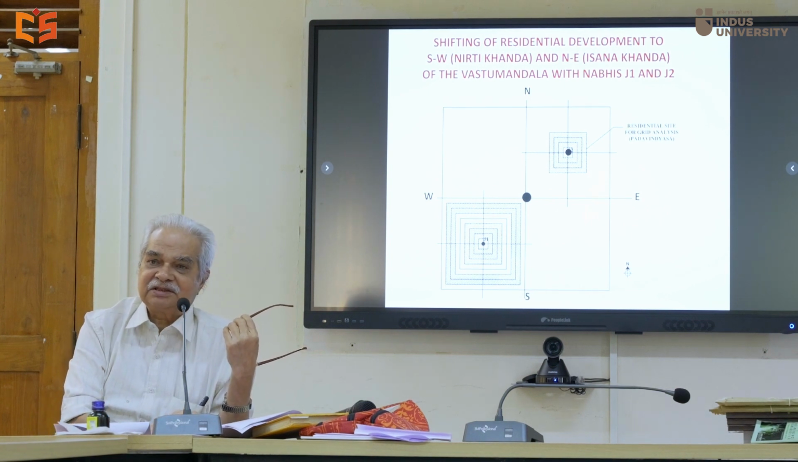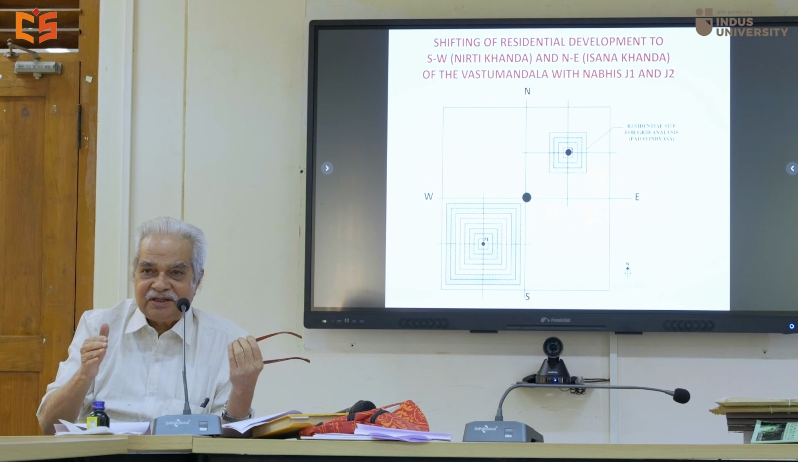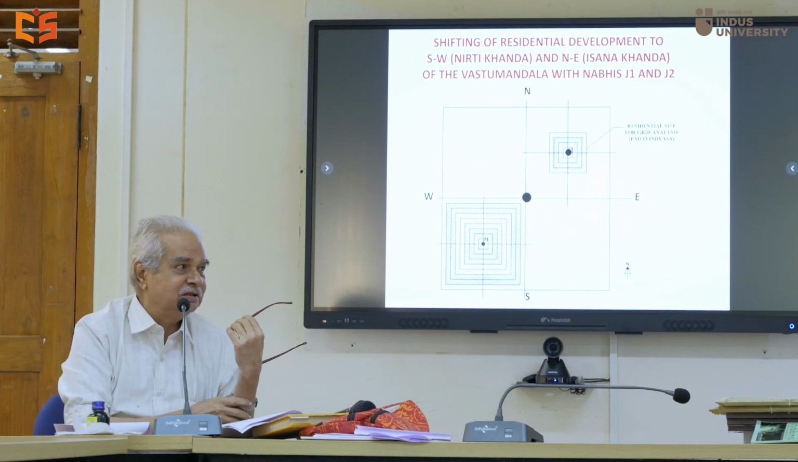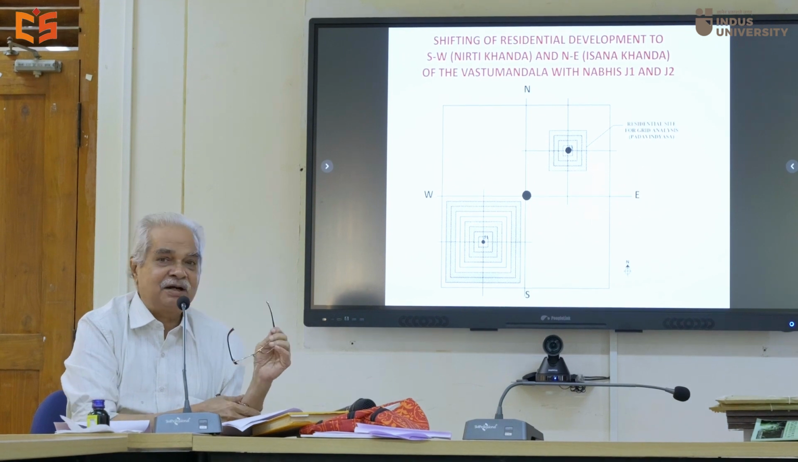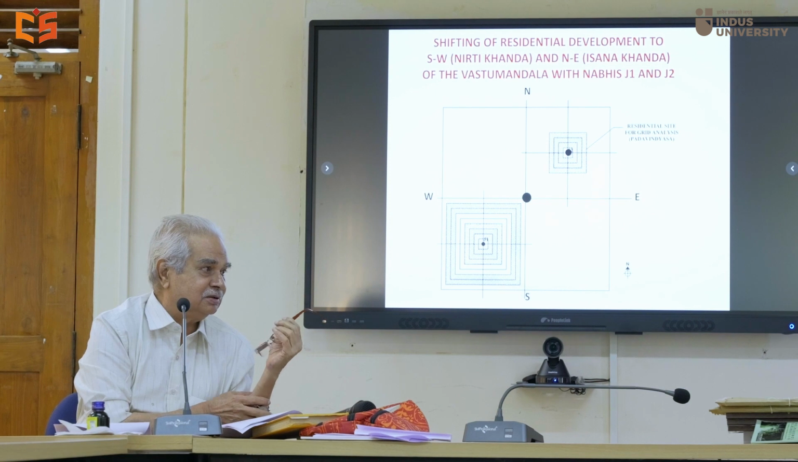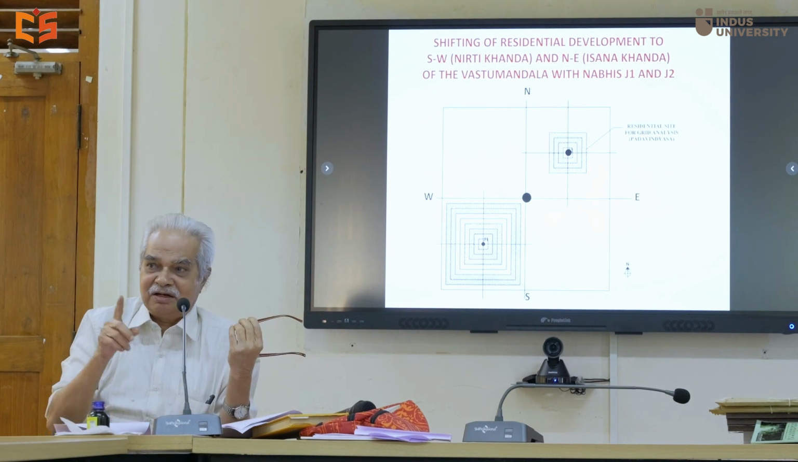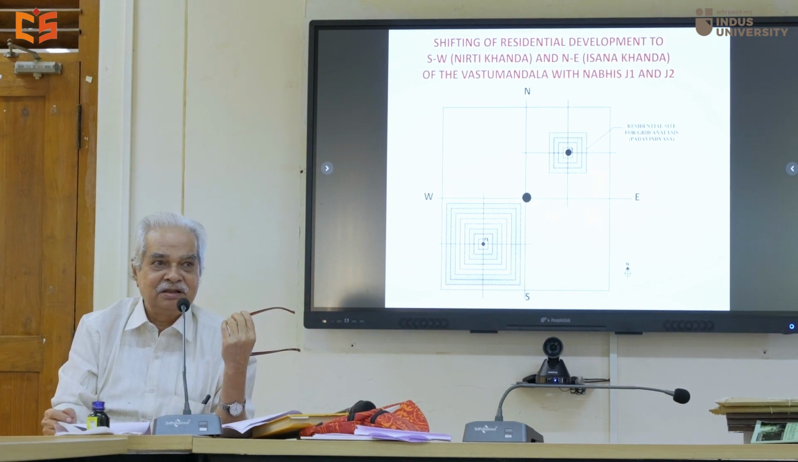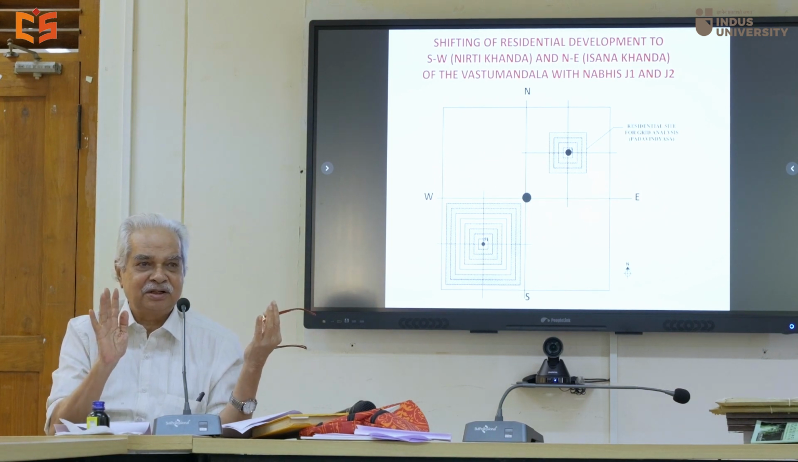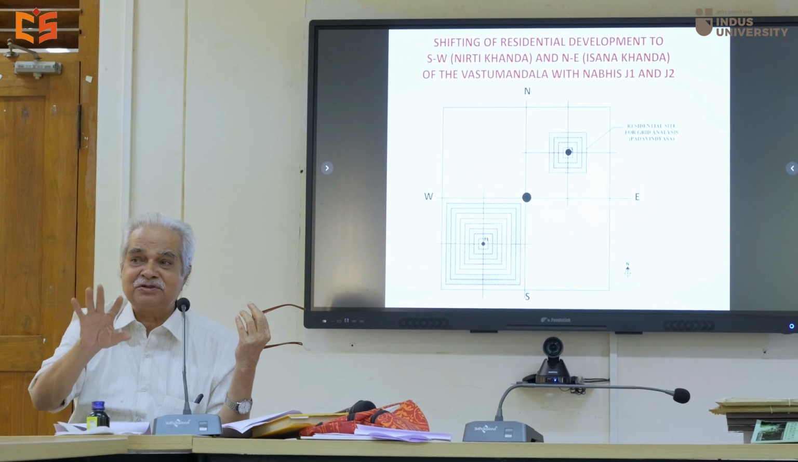And the 16 hasta by 16 hasta with a little elongation will be 5 cents of land. 5 cents of land is almost nearer to 1 ground of land in Tamil Nadu. Probably 1 chatak in Maharashtra. You will find that's a minimum size. You understand? Maximum size could be maximum 4 times that.